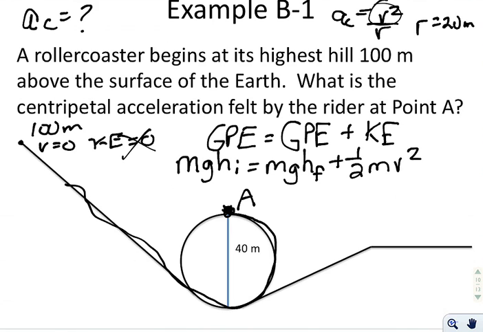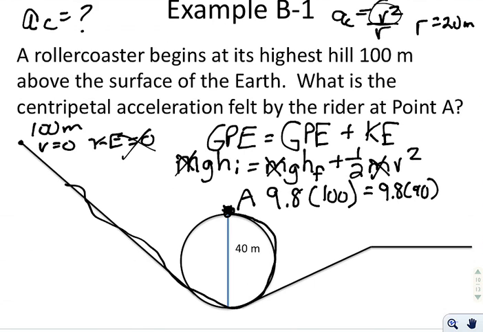Now, one of the nice things, and this is one of the things that trips people up the most, is they say, but I don't have the mass of the roller coaster. And if you look, the mass is present in every single variable. So it doesn't matter what the mass is, because you can divide by m and it makes no difference. That simplifies our equation just a little bit to the point where we get 9.8 times my initial height, which was 100, equals 9.8 times 40 plus 1/2 mv squared.